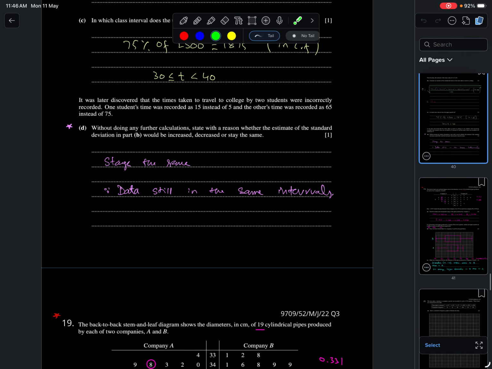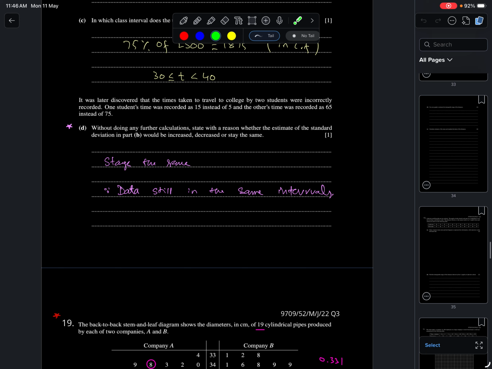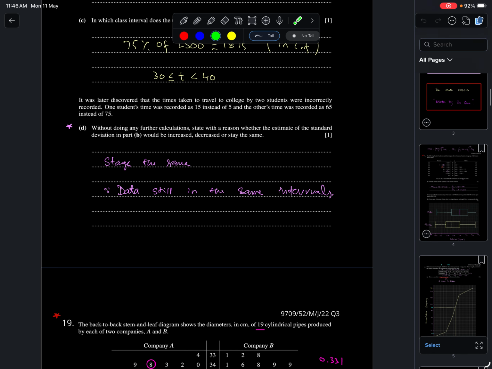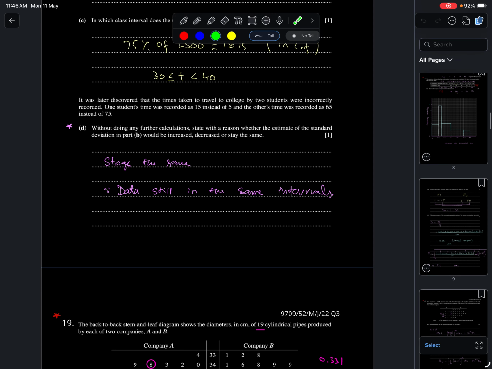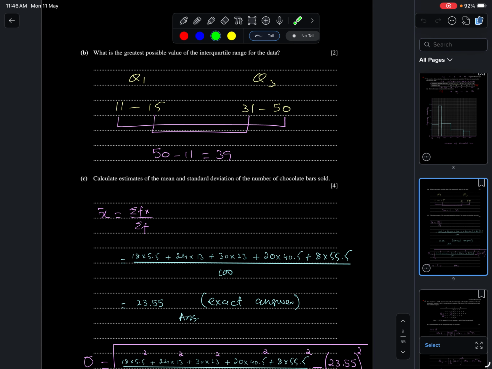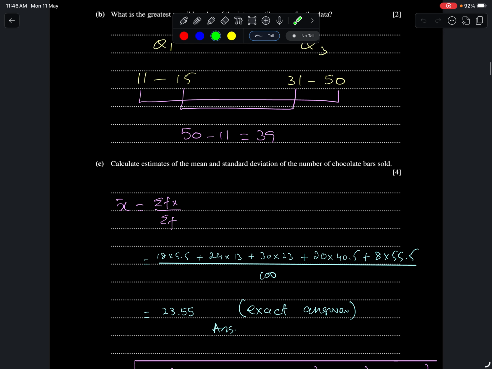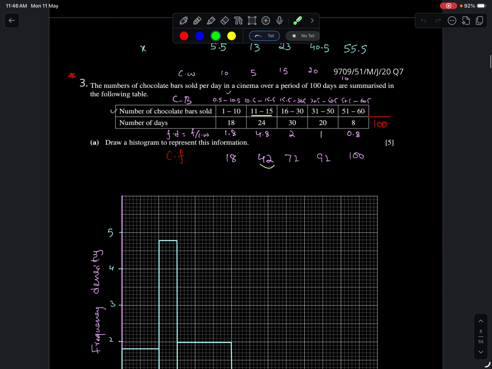Let me find another question on the calculation of mean and standard deviation. This one. Here we estimated both the mean and standard deviation. So the formula of mean is sigma fx over sigma f. This formula is available in MF19.